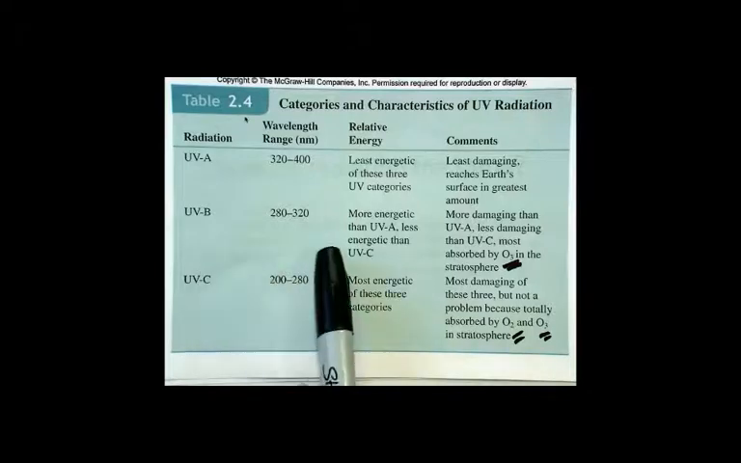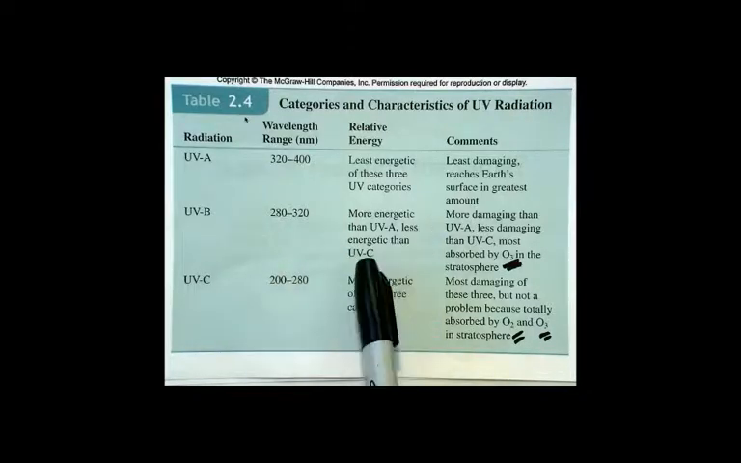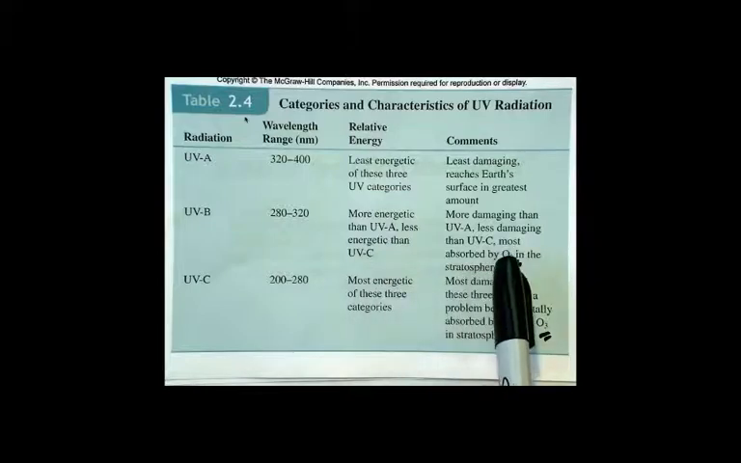The UVB is in the middle, and that is more energetic than A, but less than C. And so it's less damaging than C, but more damaging than A. And as it turns out, most of the UVB is absorbed by the ozone in the stratosphere.